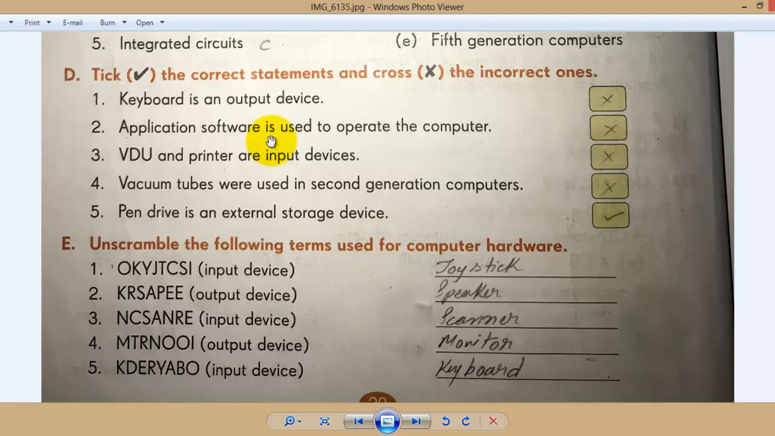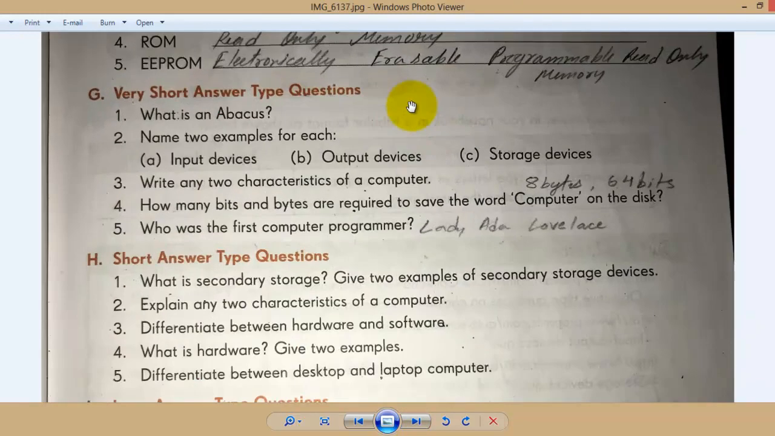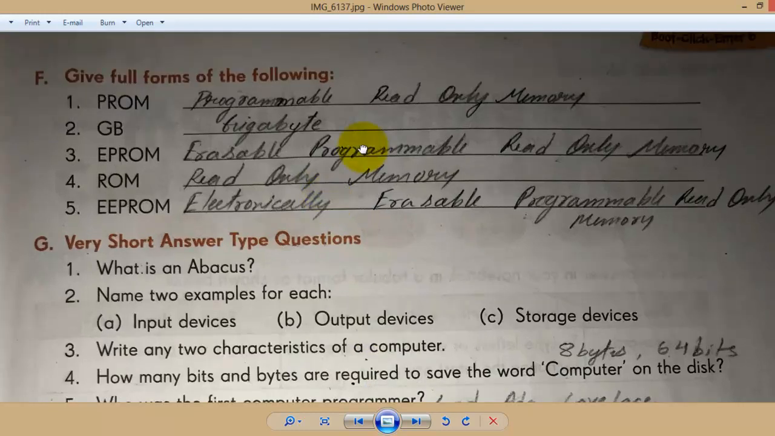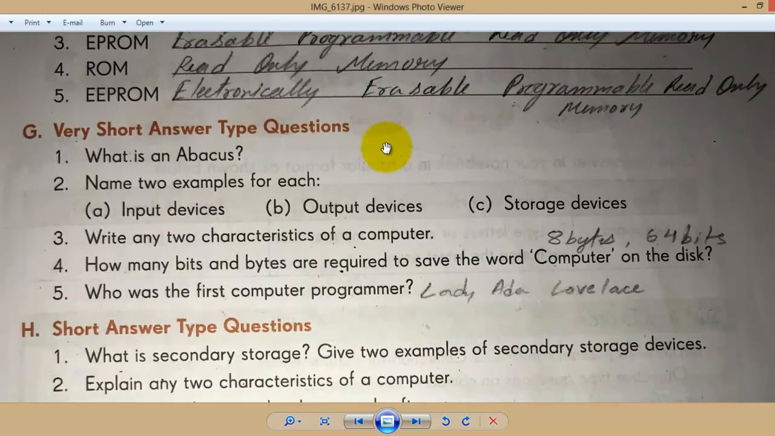Vacuum tube was used in the second generation? No, vacuum tube is used in the first generation. Pen drive is an external storage device. Yes, this one is correct. Like that, these are the full forms which we have learned in our chapters, from GB, from RAM. Name two examples of each input. You have to name them.